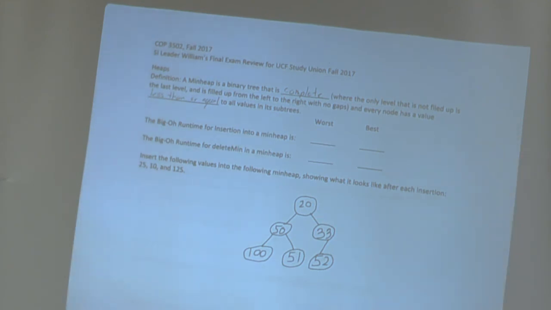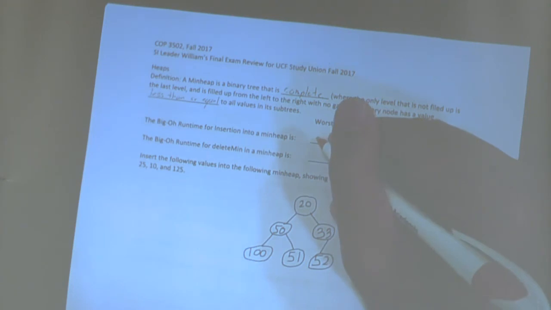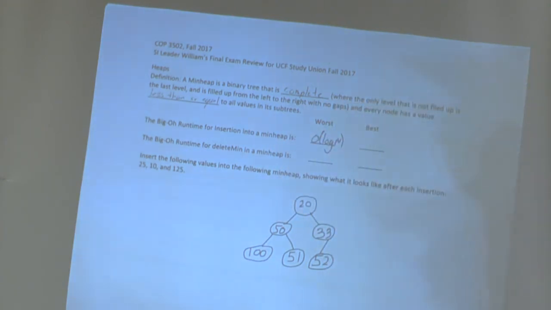So for insertion into a min heap, what's the worst case? For the worst case, we have to traverse all the way up through our min heap, because if we insert a small value in a min heap, we have to put that value into the root. So it's going to be order log of n, where n is the number of nodes in our min heap. For the best case, it's going to be order 1, where the value we inserted is the largest value.